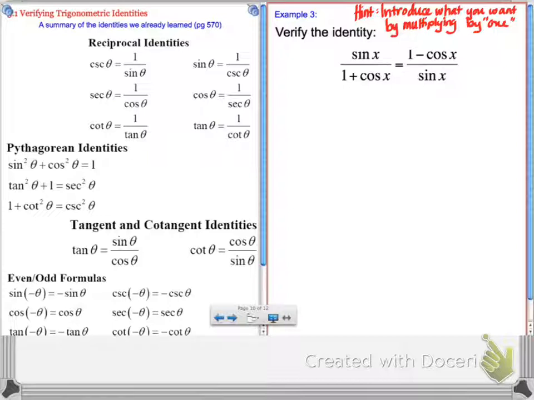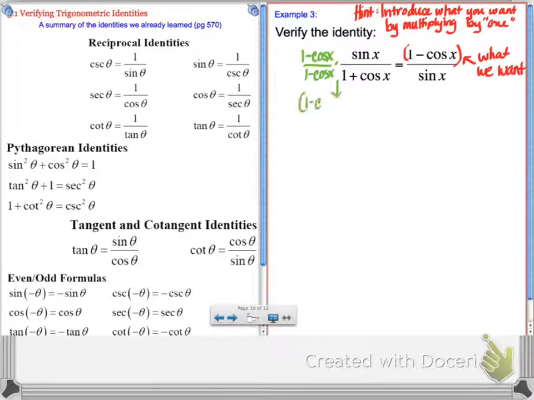So take a look at these two fractions. I want 1 minus cosine of x on the top. So let's introduce it on the left-hand side by multiplying it by 1 over cosine of x times 1 over cosine of x. Yes, it creates it in the bottom, but you'll see real quick, and we'll talk a little more in class about why that's going to be so helpful and how that relates to something you've already done. So I'm introducing what I want. I want that in the top, so I'm going to introduce it.